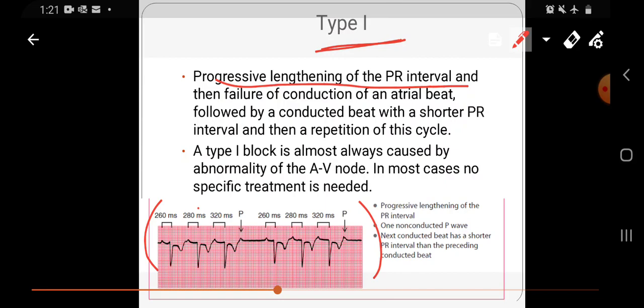Now the next P wave has a PR interval of 0.26 seconds, then 0.28, then 0.32, then we have a P wave that doesn't pass. So there is a pattern and this pattern will repeat itself. There is progressive lengthening of the PR interval. The PR interval keeps increasing from beat to beat until we reach a stage where we have a P wave with no QRS complex following it. Okay? So this is type 1 of the second degree heart block.